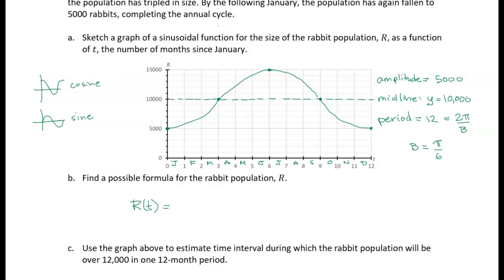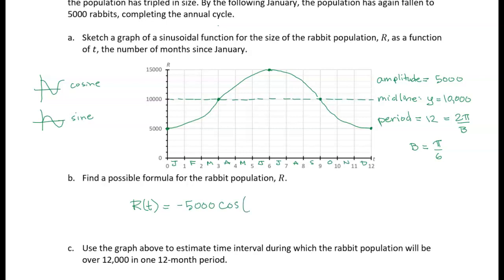and cosine of x. Okay, so it looks to me like it's a cosine function, but it's flipped over, right? Because here we're starting down low and then going high and then coming back down low. So I'm going to say that it's a negative cosine function. And the amplitude is 5,000, so I'm going to write minus 5,000 cosine.